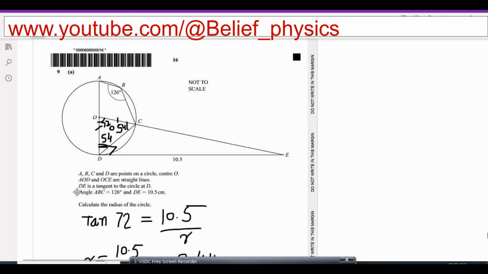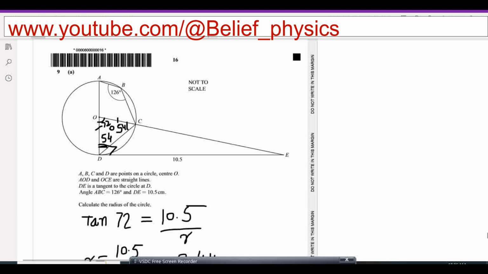The question is, these values are given. This angle is 126, and D is 10.5, also given. Calculate the radius of the circle. We have to find the radius of the circle. Now it is a very easy question.